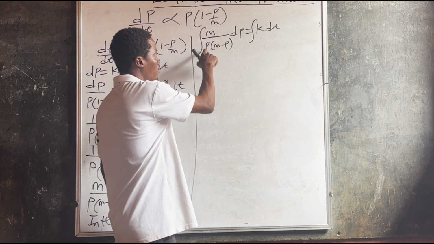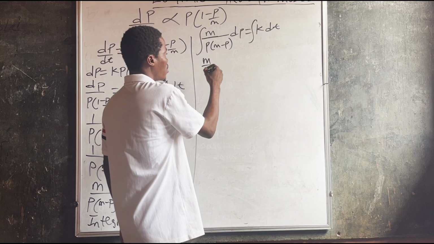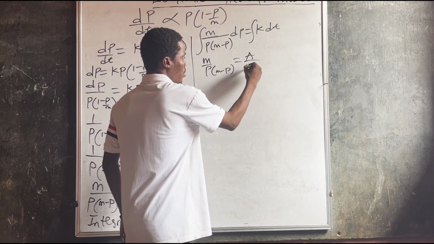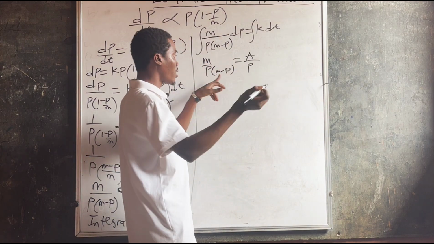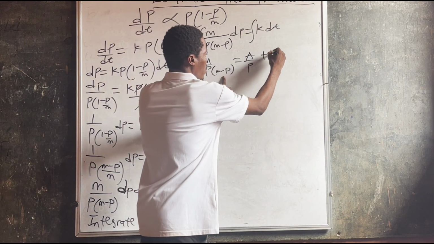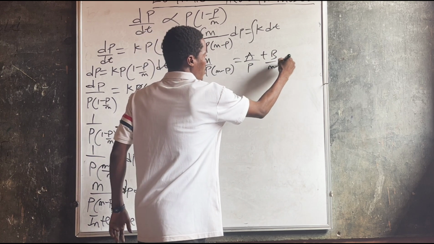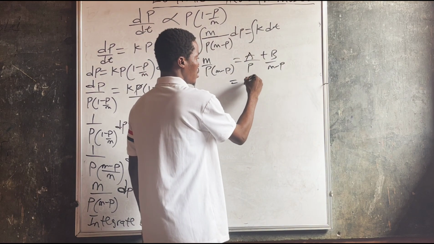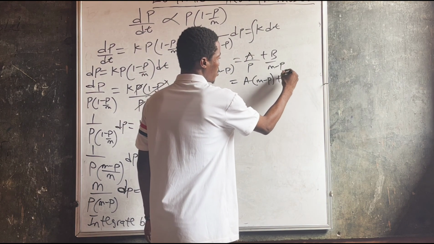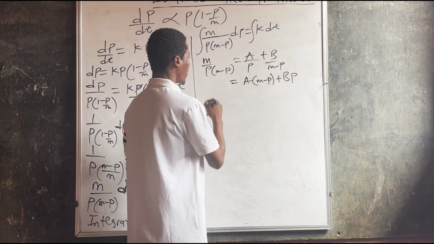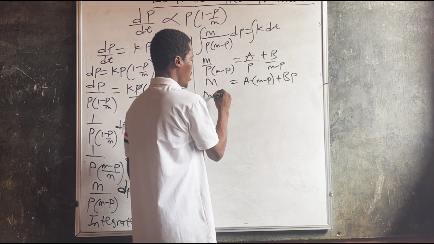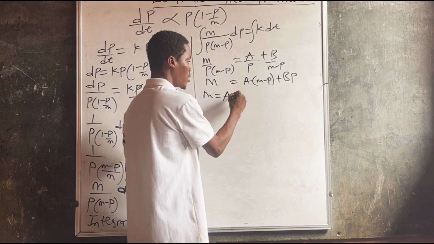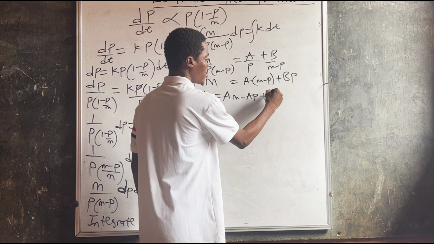In this case, m all over p(m − p) is equal to A all over p plus another constant B all over m − p. A will take p, another constant will take m − p. Now taking the LCM of p(m − p), you are going to get A(m − p) + Bp. In this case, what we have here is m. So m is equal to, if I open this bracket, Am − Ap + Bp.